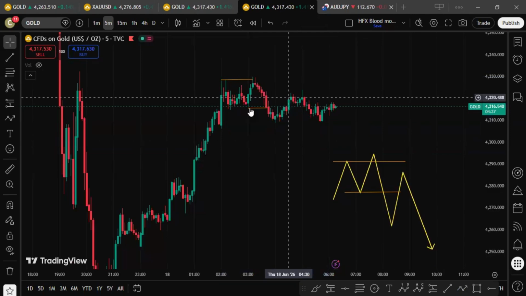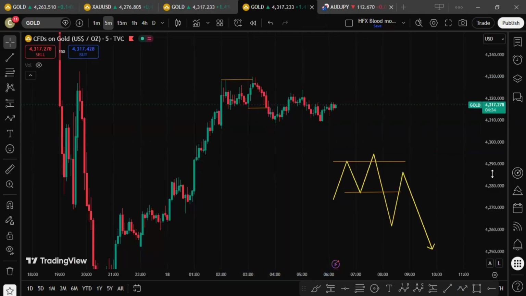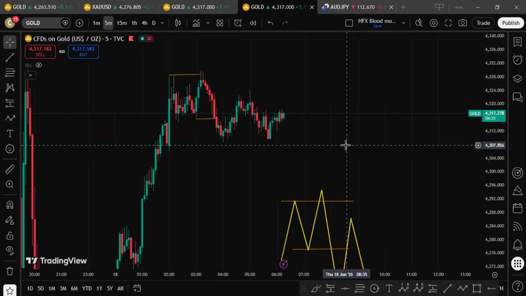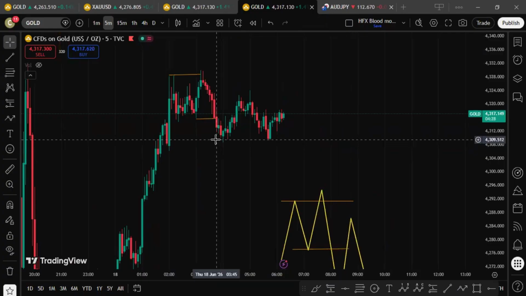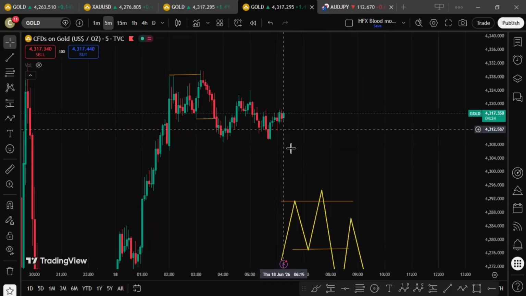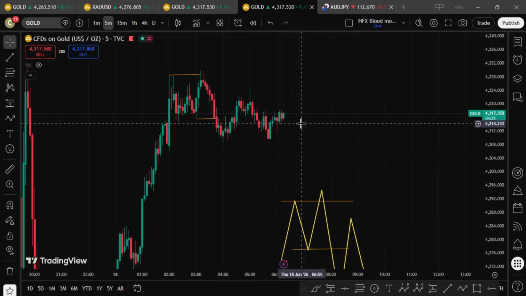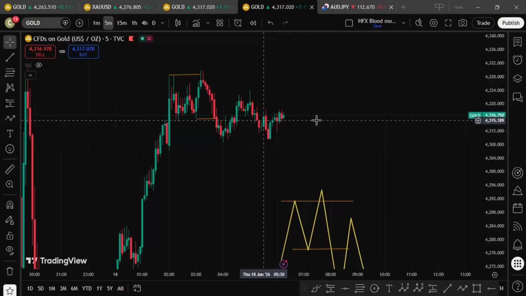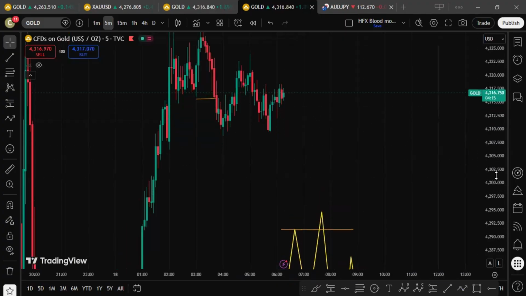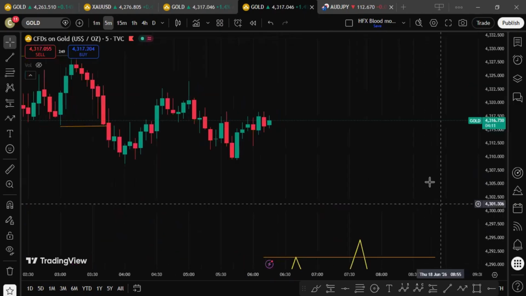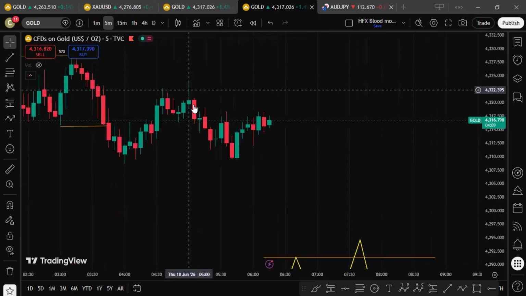So if I want to look for an entry here, since I'm not entered yet, I would want this low to be broken, more than another pullback, before I enter, right? But if you still want to enter this way, what I'm looking for here is either an order block or FVG. So this is a good order block for this sell move.